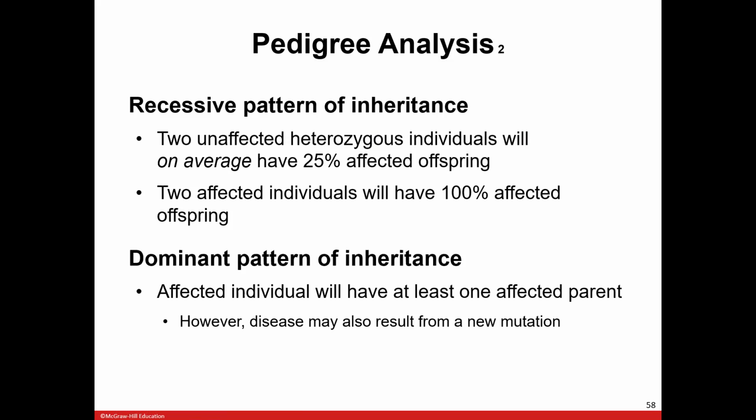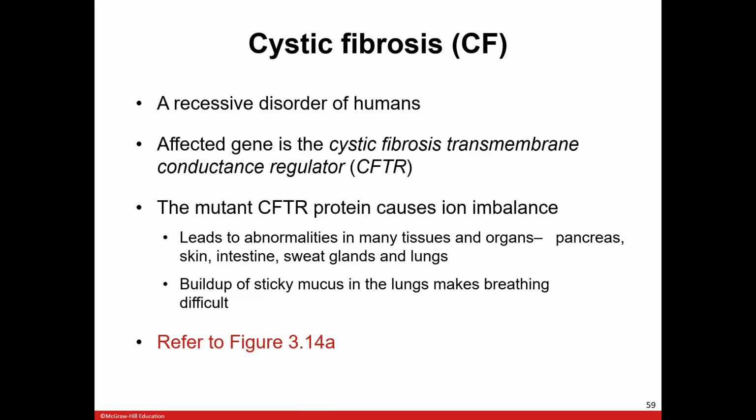Now, the dominant pattern of inheritance is when the affected individual has at least one affected parent, unless it's a random new mutation. The example they give here is cystic fibrosis, which is a recessive disorder in humans. The main symptom is a buildup of sticky mucus in the lungs that makes breathing difficult. This mucus is also prone to getting bacteria in it, and that then leads to infections, pneumonias.